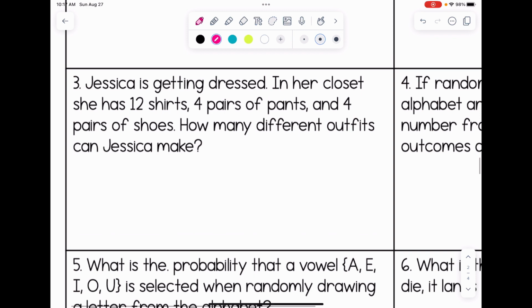All right, number 3, Jessica's getting dressed. In her closet, she has 12 shirts, 4 pairs of pants, and 4 pairs of shoes. How many different outfits can Jessica make? Now, we certainly could create a sample space or tree diagram, but it would be quite large here. Our best bet is to use the fundamental counting principle, which says to multiply the number of options. So she has 12 shirts, 4 pairs of pants, and 4 pairs of shoes. If we're trying to figure out how many different outfits Jessica can make, we're going to multiply those, and we're going to get 192 different outfits that she could make.